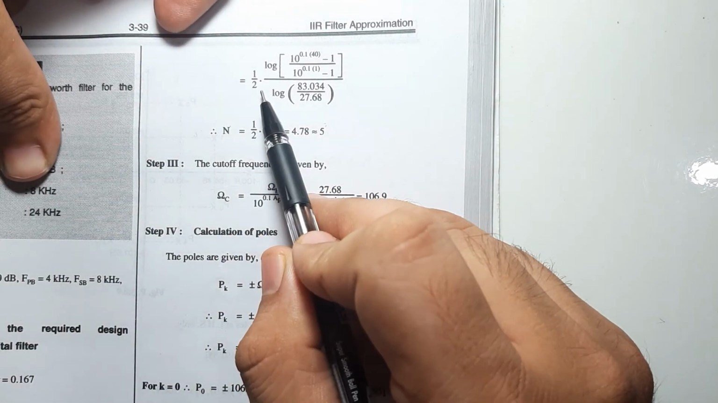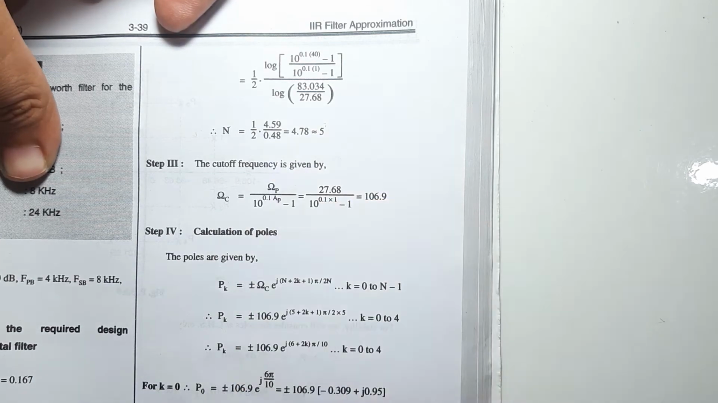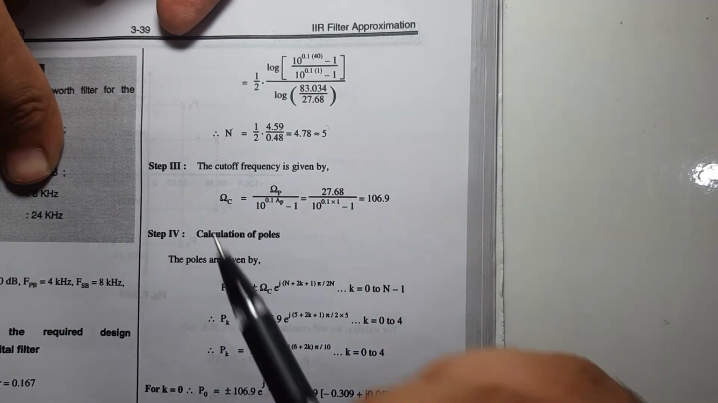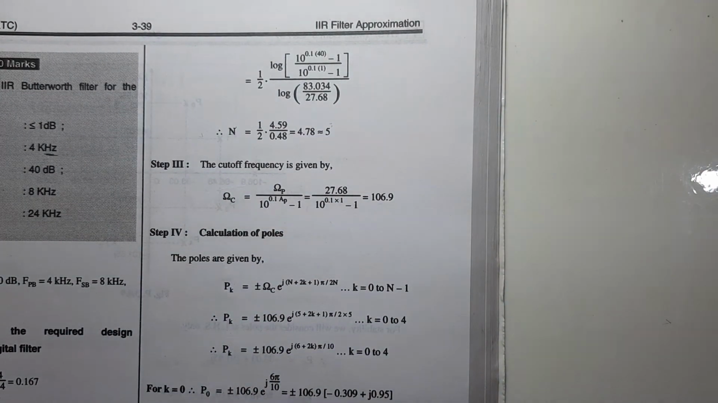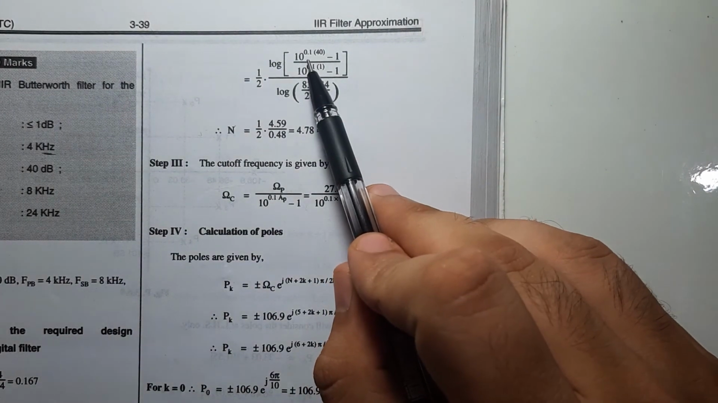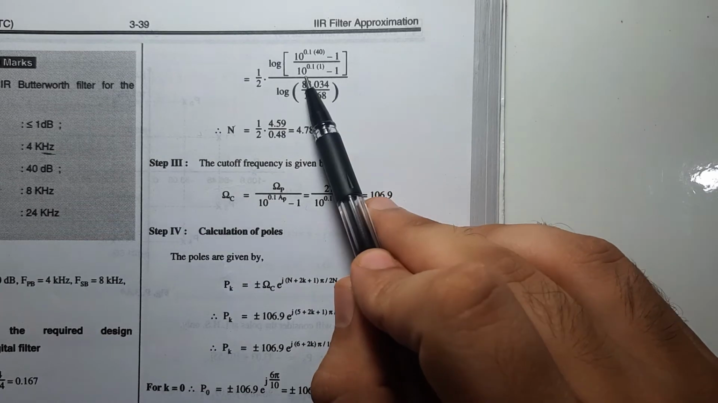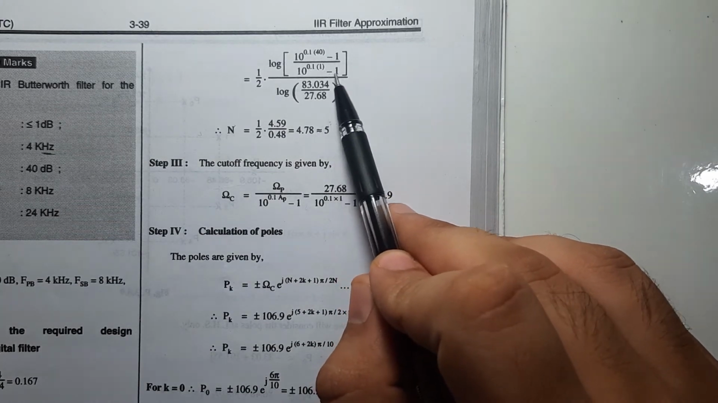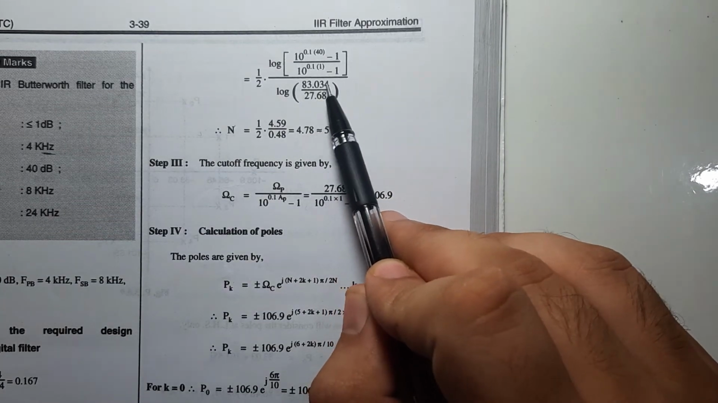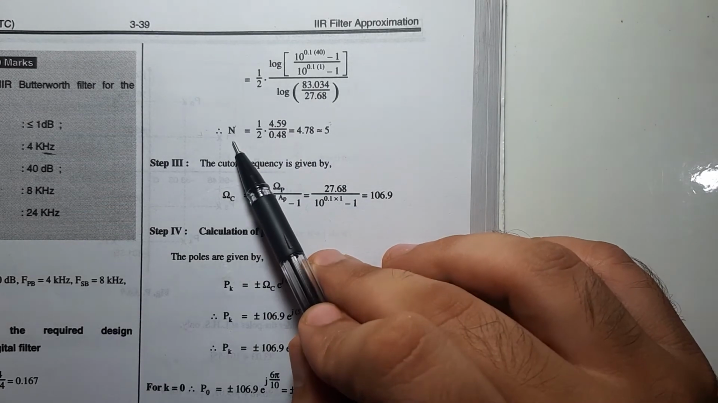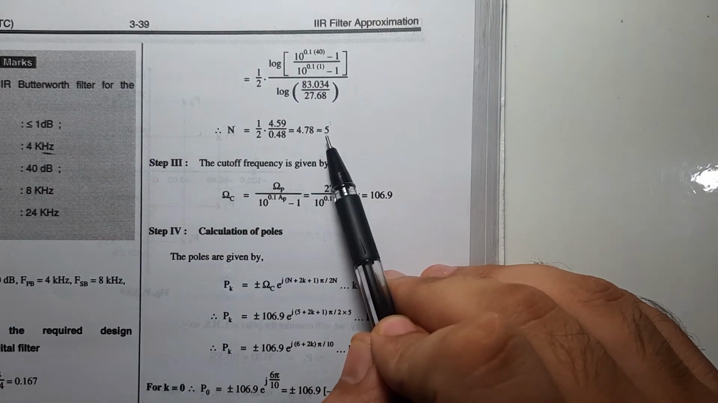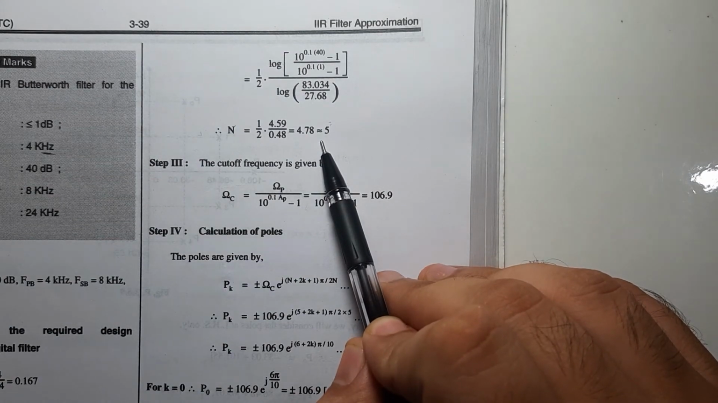So the value turns out to be half log of (10 raised to the power 0.1 into 40 minus 1) upon (10 raised to the power 0.1 into 1 minus 1), divided by log of 83.034 upon 27.68. Now the value of N is equal to 4.78, which we will approximate to 5.